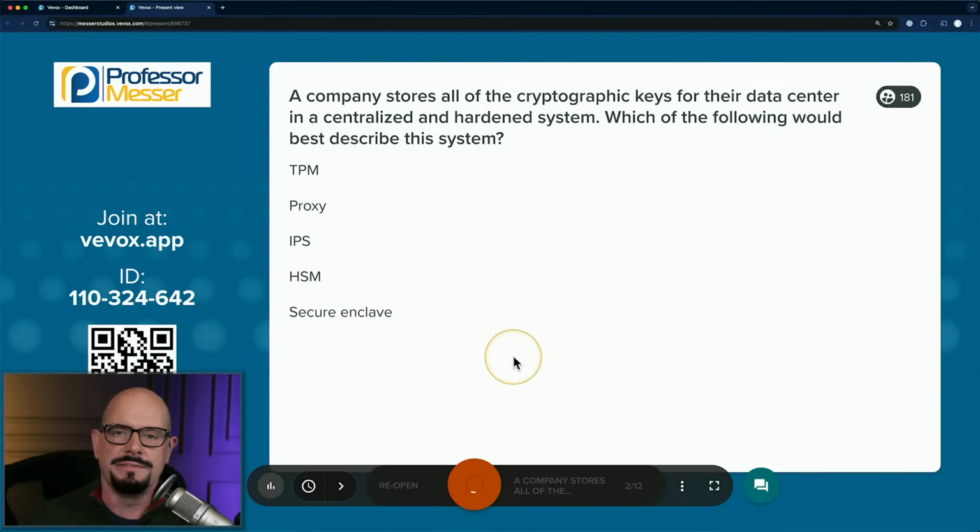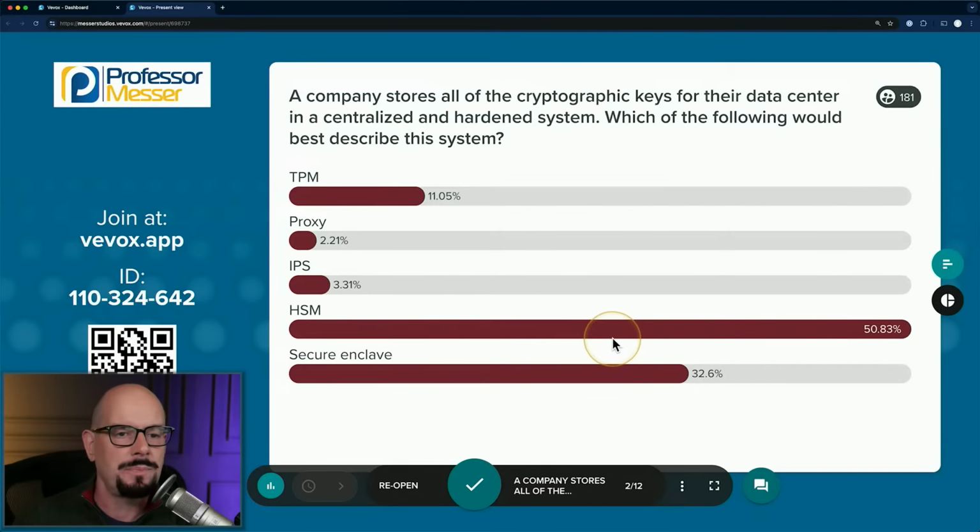A secure enclave. Let's see what your answers were. 50% of you, better than last time, by the way, said an HSM is the right answer.